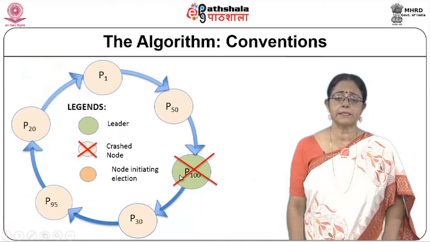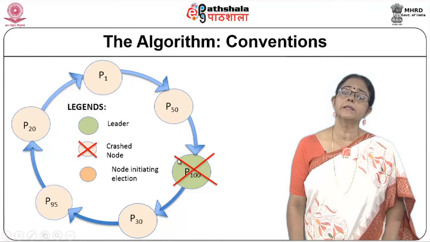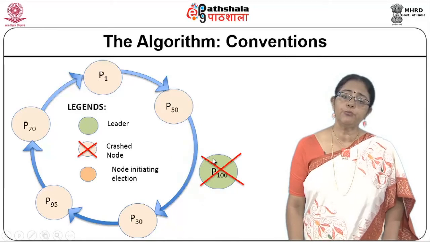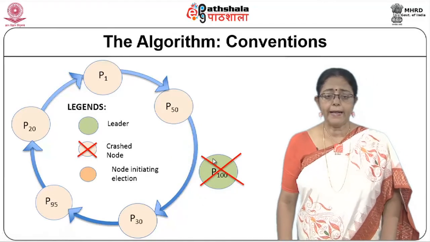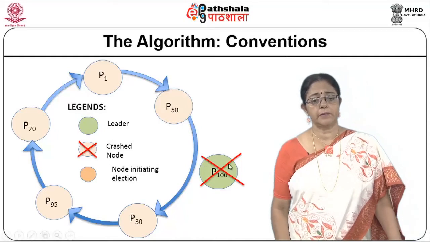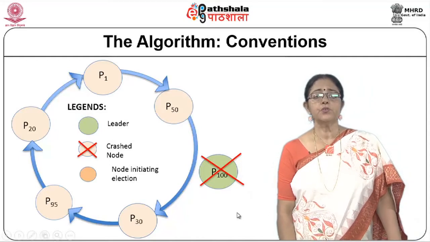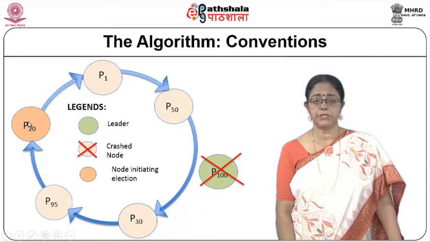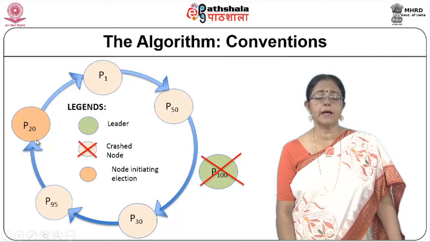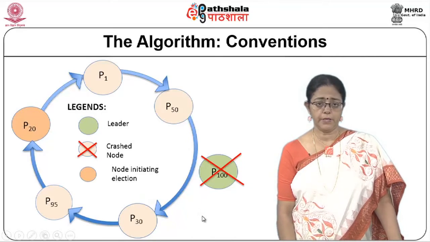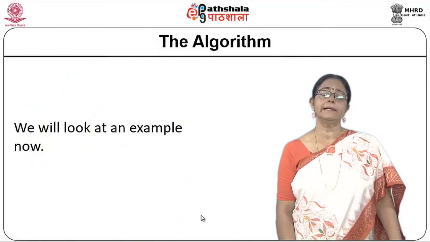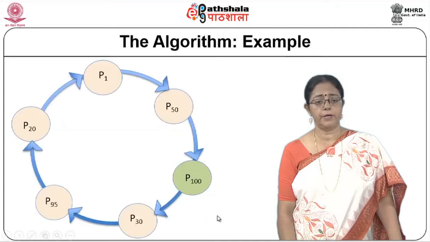This example shows that P100 is a leader node and it has failed, and we do the same thing: we remove that node from the ring and continue communicating between P50 and P30. With these conventions we are ready. Of course, P20 is the node here which will initiate the election process, so this color indicates the initiator of the election algorithm. With this convention, now let us look at an example of the ring algorithm.